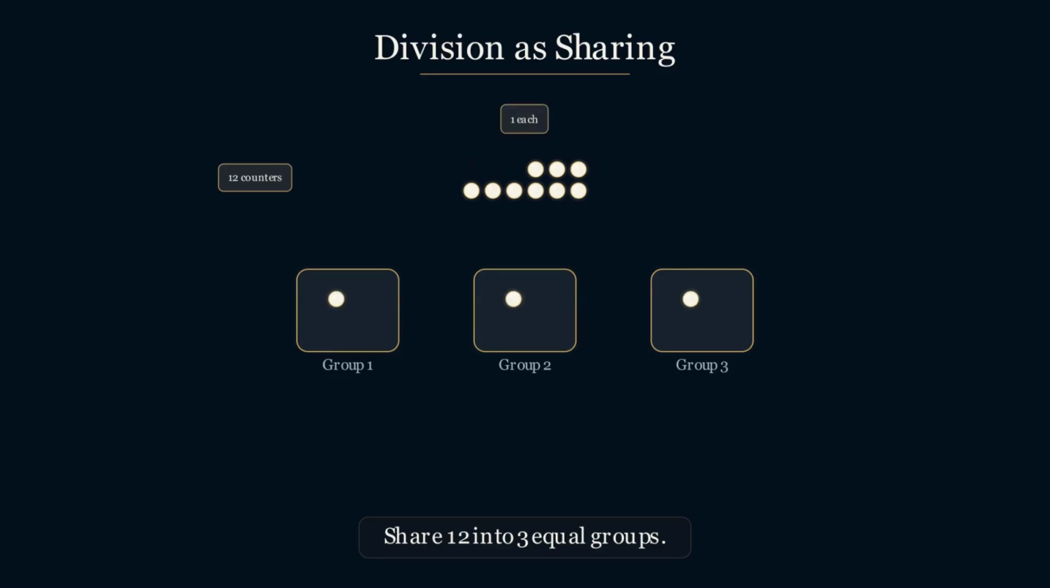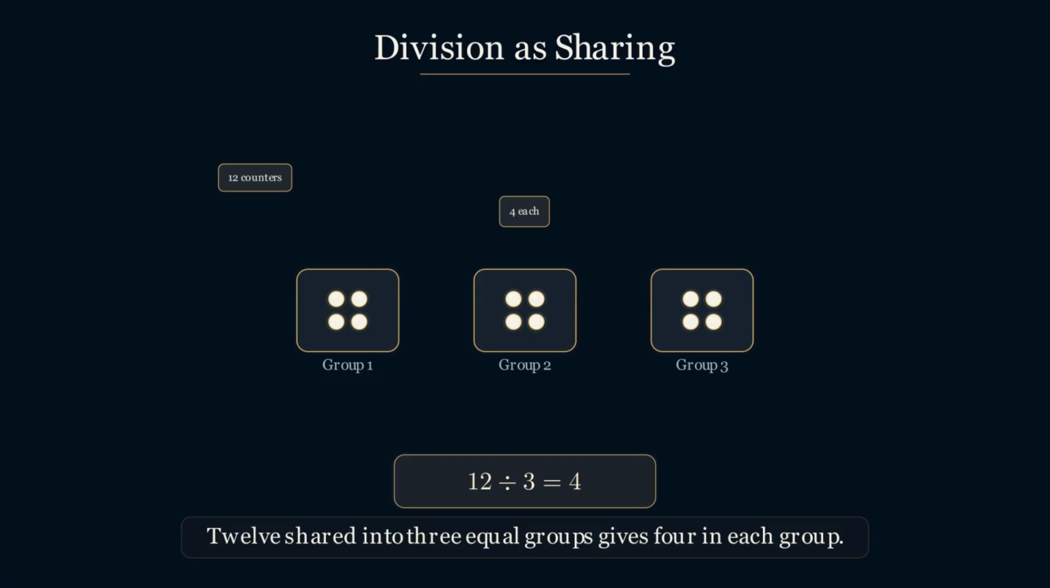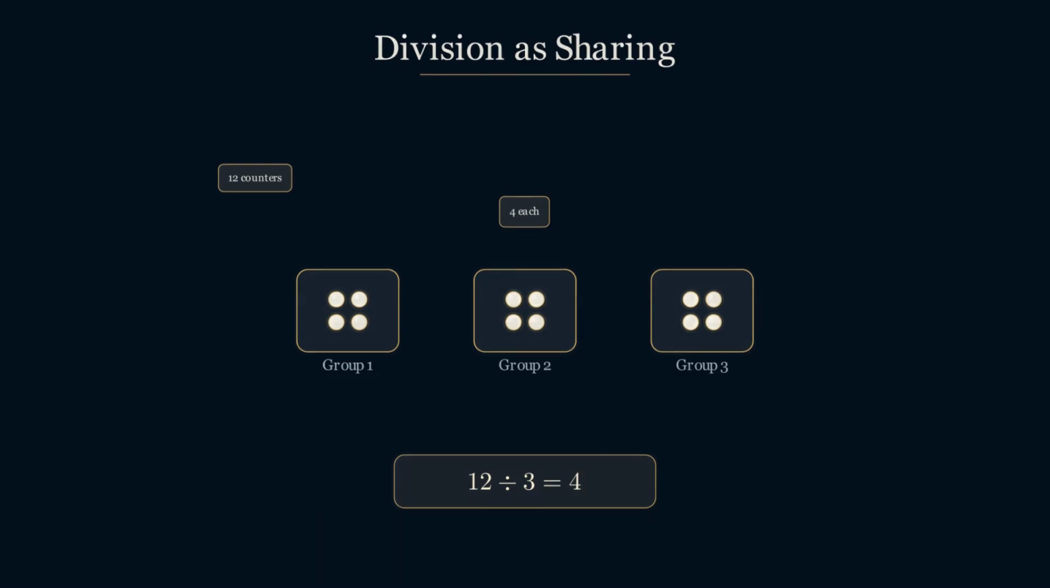1 counter goes to each group, then a second counter goes to each group, then a third counter goes to each group, then a fourth counter goes to each group. Every group ends with the same amount. 12 shared into 3 equal groups gives 4 in each group, so 12 divided by 3 equals 4. Sharing asks, how many are in each group?